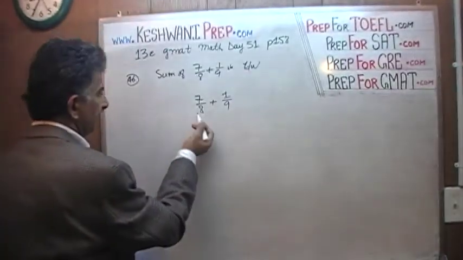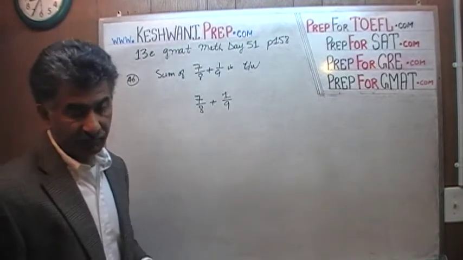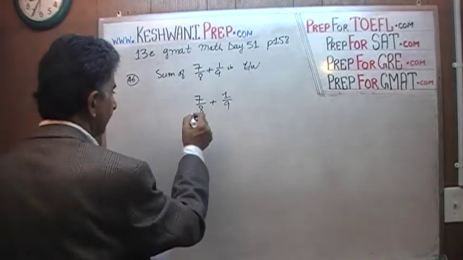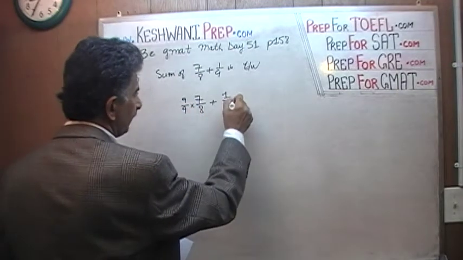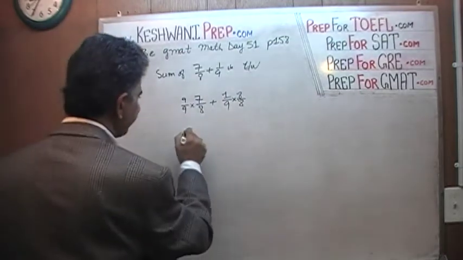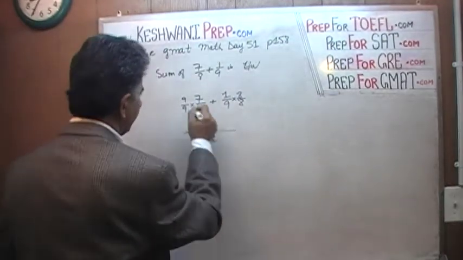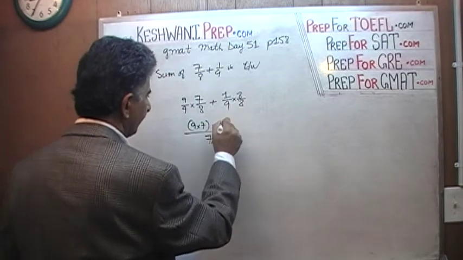So how can I make this a denominator of 8 and 9? The common denominator is 8 times 9, obviously, 72. How can I make this 72? Multiply the top and the bottom by 9. How can I make this 72? Multiply top and bottom by the 8. So now they have the same denominator, which is 72. And here we get 9 times 7 plus 1 times 8.